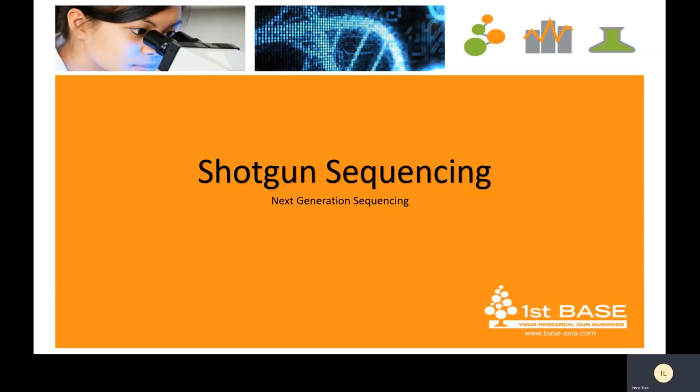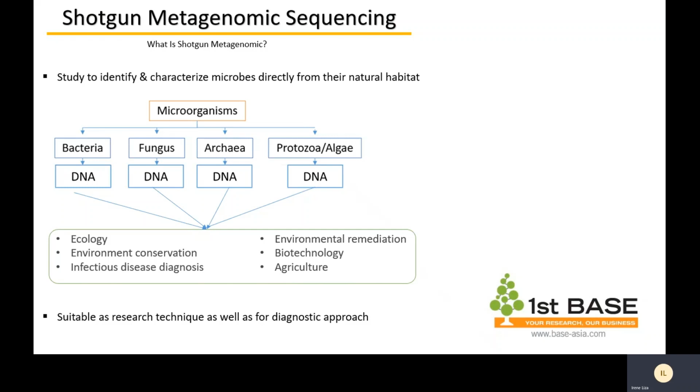Now, let's move on to another part of metagenome sequencing, which is known as shotgun sequencing. Shotgun metagenomic is an approach used to identify and characterize microbes directly from their natural habitat. So literally it involves all microbes inside. The DNA that is extracted from these samples is all subjected to sequencing. This approach is very suitable to study populations of microbes, for example, in ecology, environmental conservation, infectious disease diagnosis, environmental remediation, biotechnology, and also agriculture. It can also be used for research as well as a diagnostic approach. It's very much similar to Amplicon sequencing as well, whereby Amplicon you can also use for a diagnostic approach.